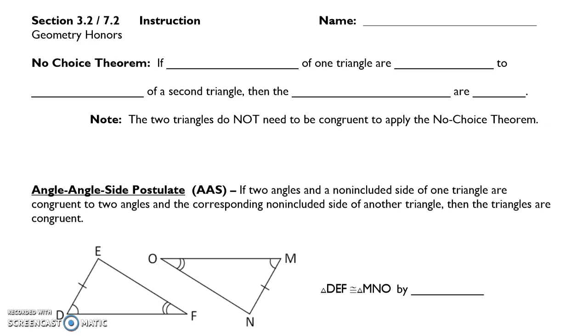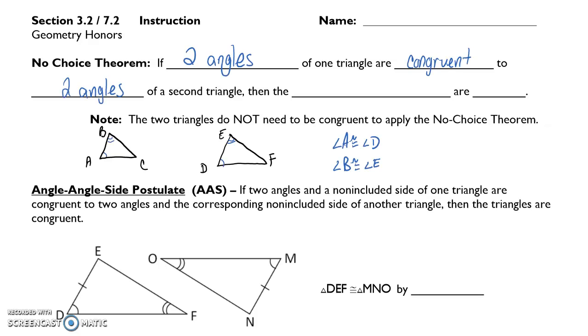So, without further ado, we start with the no choice theorem, and this is a theorem that really is telling us, well, of course, we have no choice. But we do have to have a specific theorem for it, and it's called the no-choice theorem. It says that if two angles of one triangle are congruent to two angles of a second triangle, so in this case, angle A is congruent to angle D, angle B is congruent to angle E, well, then there's no choice. The third angles must be congruent. Or in this case, angle C must be congruent to angle F.